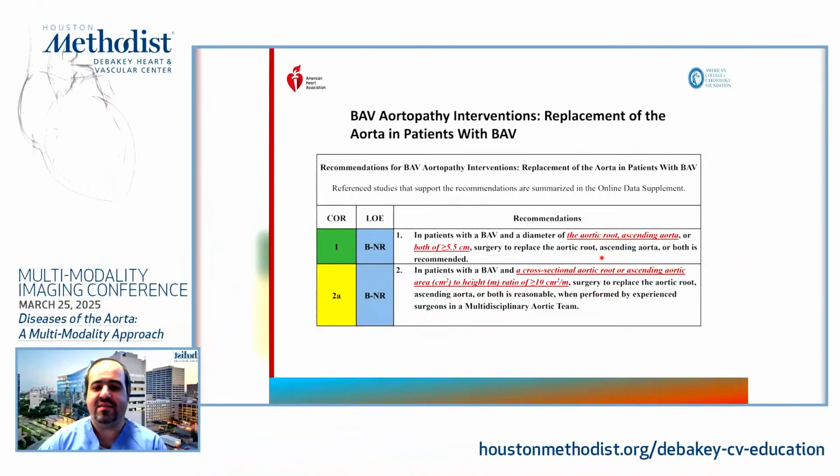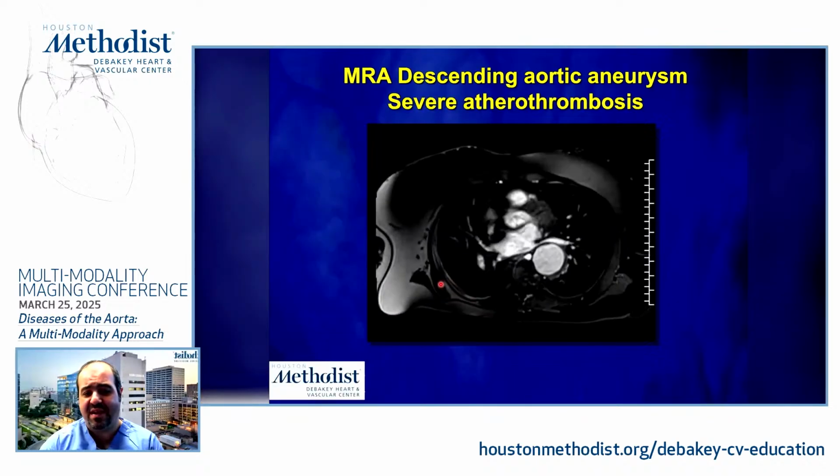Now, when is the indication to replace either the aortic root or the ascending aorta? Typically, it's the same cutoff of 5.5 centimeter. It's a class of recommendation 1, level of evidence B. And now, basically, in these guidelines, in patients with bicuspid aortic valve and a cross-sectional area to height ratio more than 10 is a class 2A based on the literature published from the Cleveland Clinic.